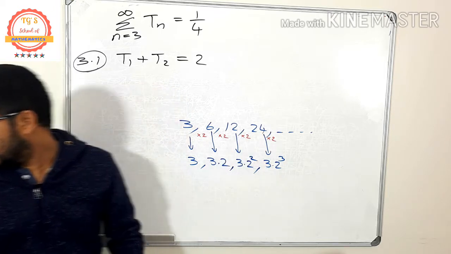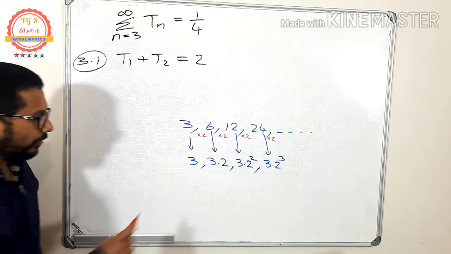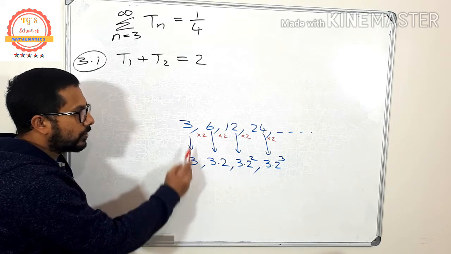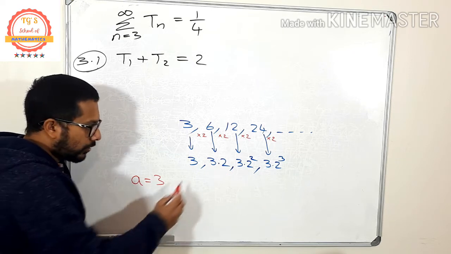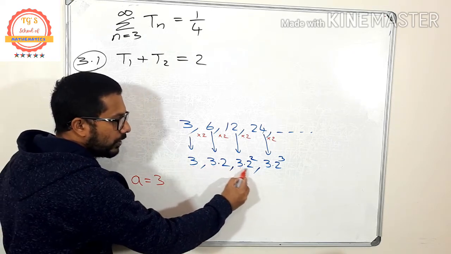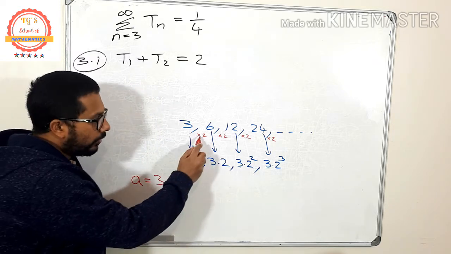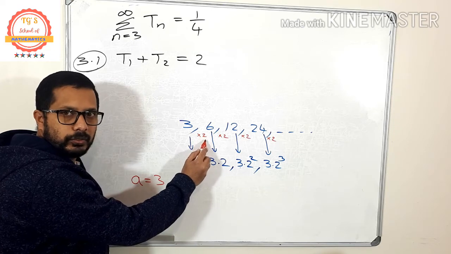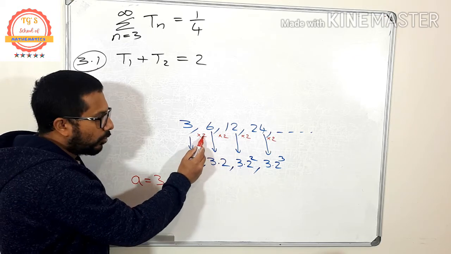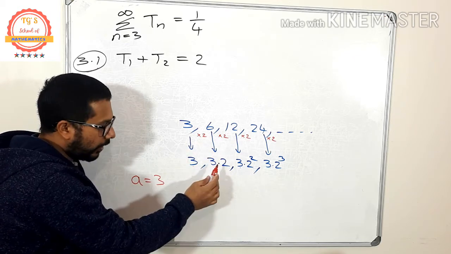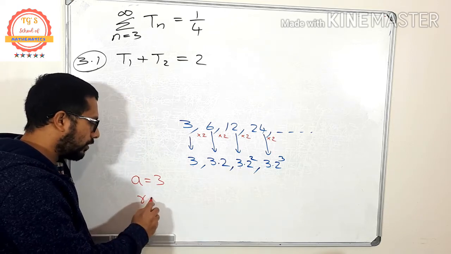So what is the meaning of this one, guys? Here this 3 stands for the first term. What is A? The first term is 3. And what does this 2 stand for? What is the common ratio here? 6 divided by 3, or 3 times 2 is 6, 6 times 2 is 12. So the common ratio is 2. Am I right? So this 2 stands for the common ratio r. r is equal to 2.